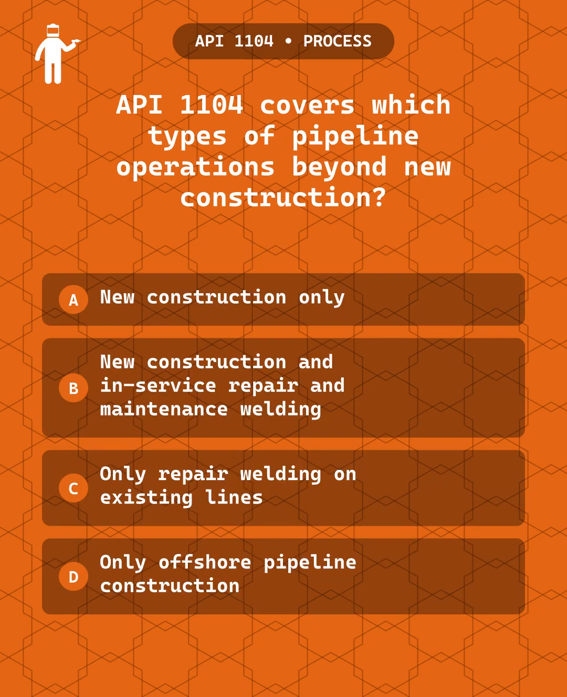Question 4. API 1104 covers which pipeline operations beyond new construction? Is it A, new construction only, B, new construction and in-service repair and maintenance welding, C, only repair welding on existing lines, or D, only offshore pipeline construction?